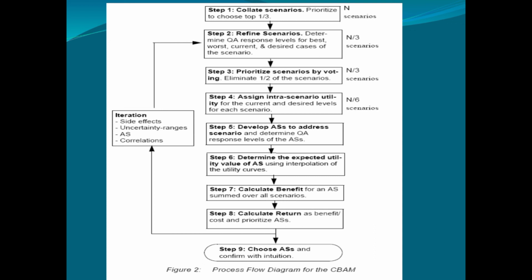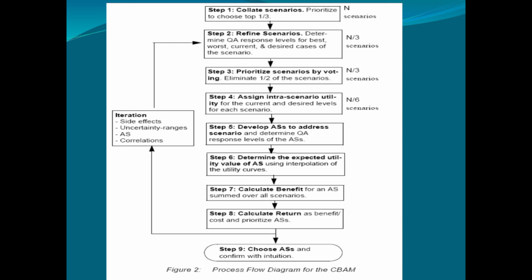In step 6, determine the expected utility value of AS using interpolation of the utility curve. In this, no enhancements are needed for this step. Here, only the utilities of the expected quality attribute response levels are determined using the interpolation curve. In this curve, we will be analyzing the expected quality attribute response levels. Everything will be evaluated in this step 6.